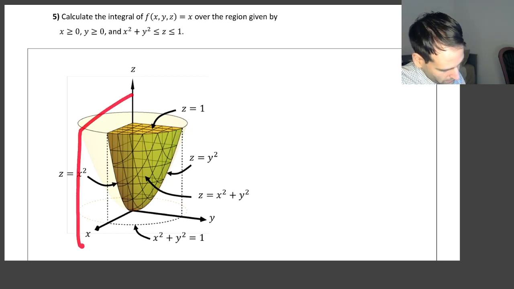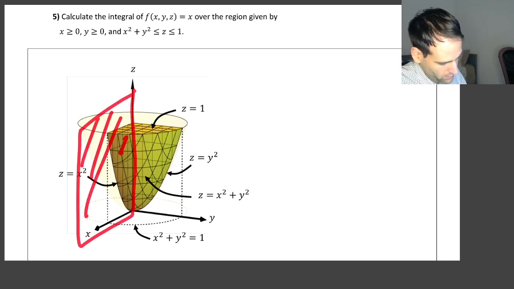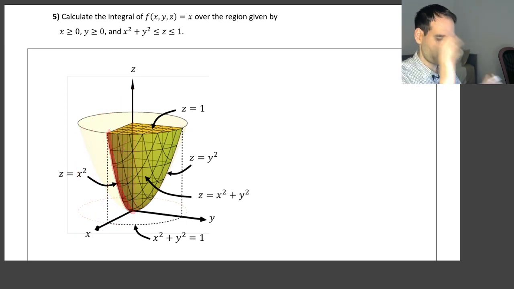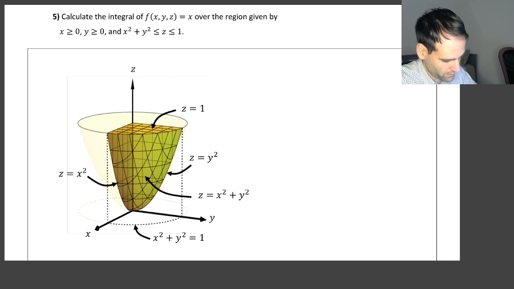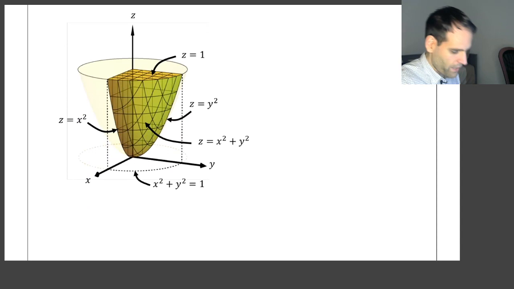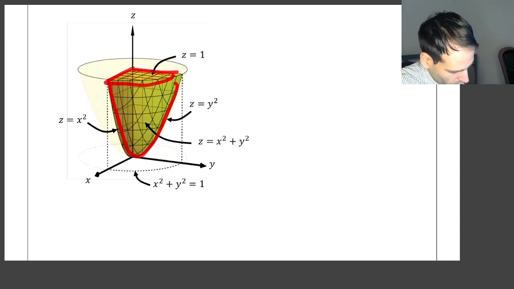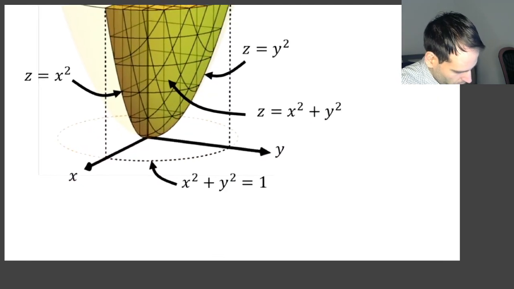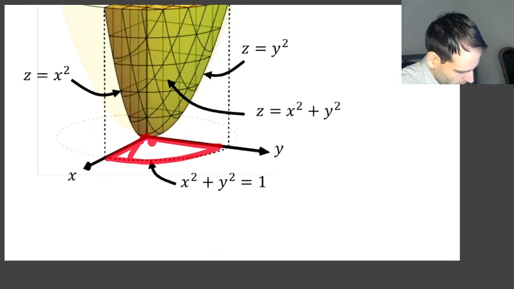Now, what about the plane when y equals 0? What is the equation of this parabola here? When does this surface cut the plane y equals 0? You substitute y equals 0, and you get z equals x squared. So that is the equation of this line here. Finally, we might also need the equation of the projection of this whole volume onto the xy plane. When you project this onto the xy plane, you get this quarter of a circle.